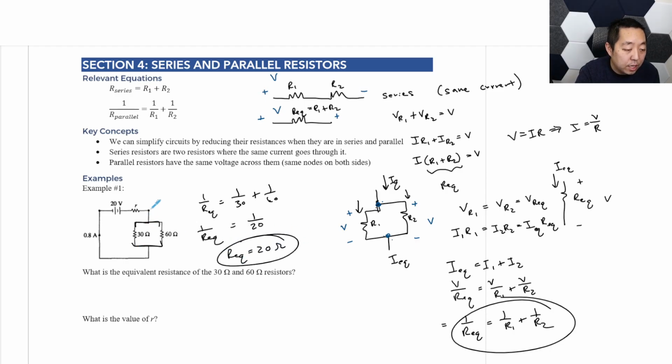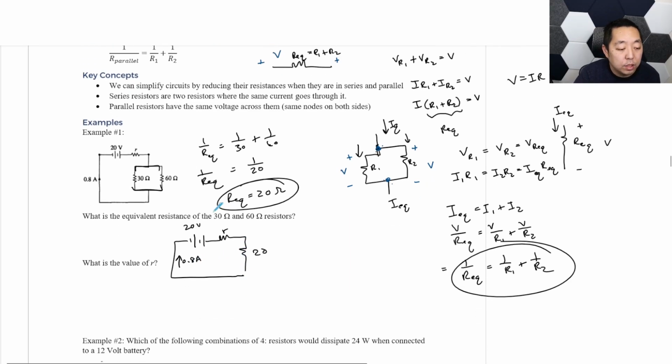So that means I can redraw my circuit as this. This is a 20, this is R, this is 20 volts. And we still have 0.8 amps going up this way. Okay? So how do we find the value of R? Well, I know the current. I can collapse these two into a single resistor. Because they're in series, it would be R plus 20. Okay?